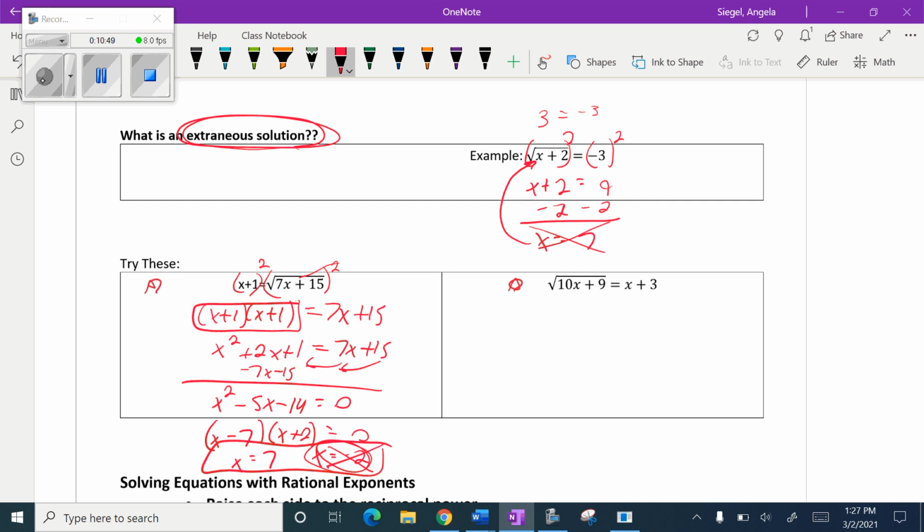Okay, so you should have seen that, again, the negative does not work. That is not always the case, but several times it is. Okay, so let's go on to this last one. So we're going to do the same thing.